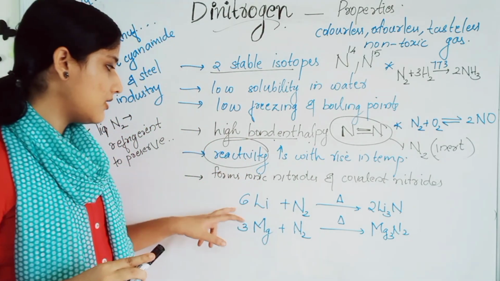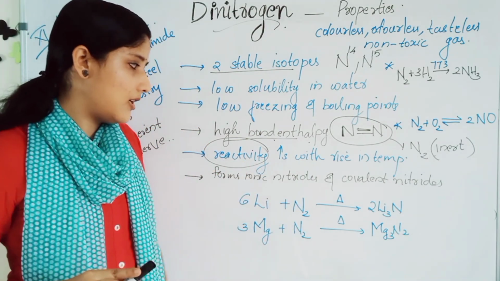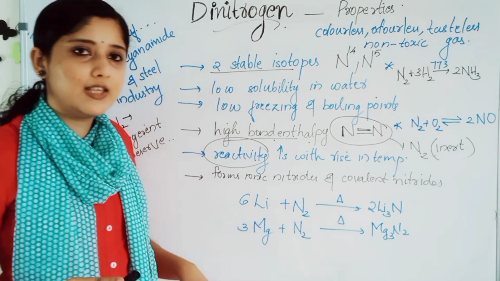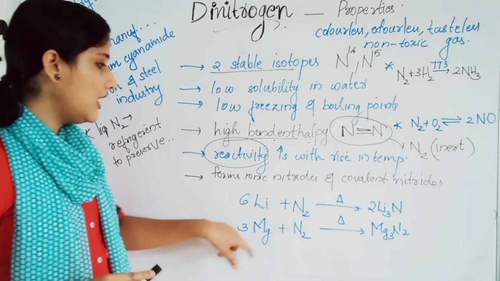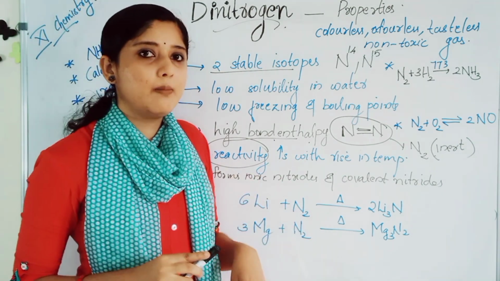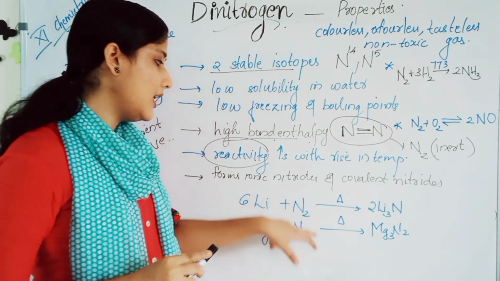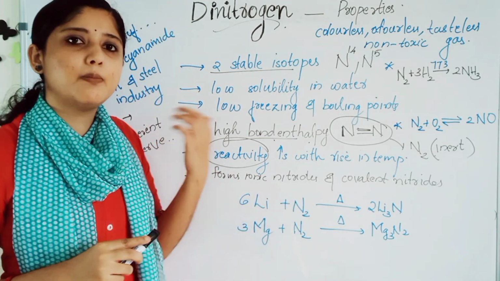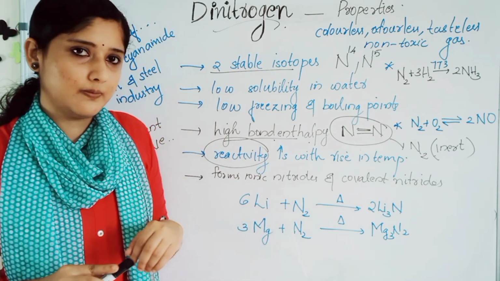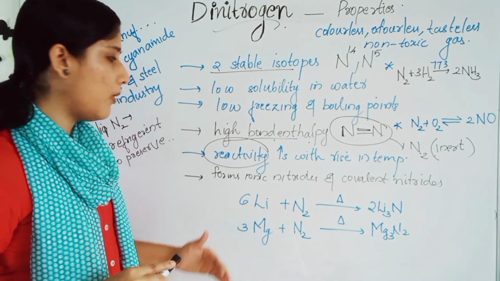Look at the reactions. Lithium plus dinitrogen on heating at a higher temperature will give you lithium nitride. Magnesium plus dinitrogen at higher temperature will give you magnesium nitride. Both these reactions are important. At higher temperature, dinitrogen forms ionic and covalent nitrides. These are the main properties.